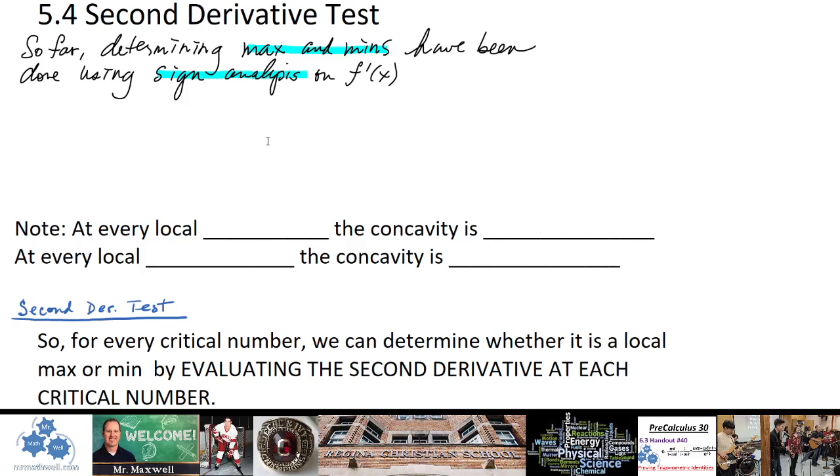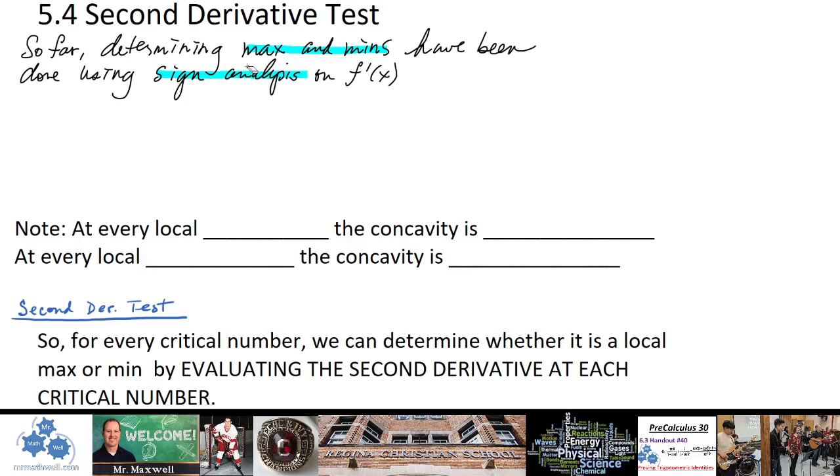So it's another way to do max and min values, but where the second derivative is easy to attain in a polynomial, for example, the second derivative test is going to help us to avoid sign analysis. So that's the big plus for the second derivative test. Let me explain how it works here.